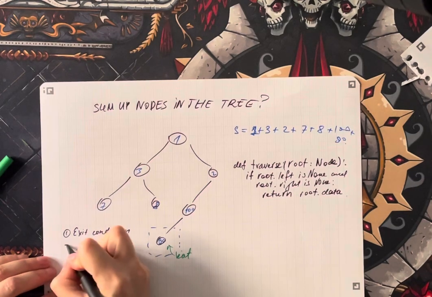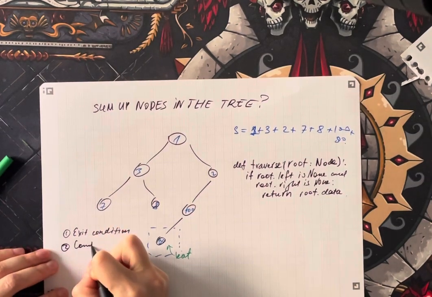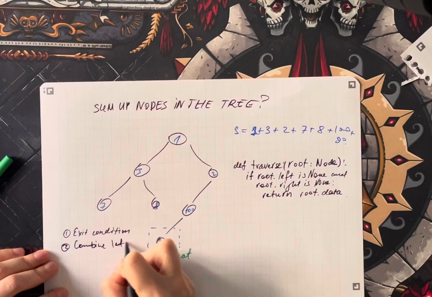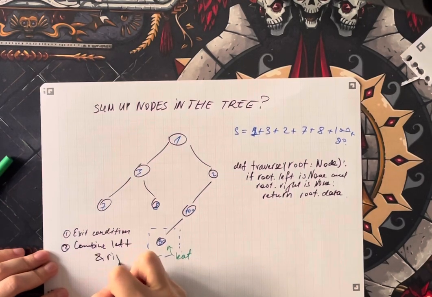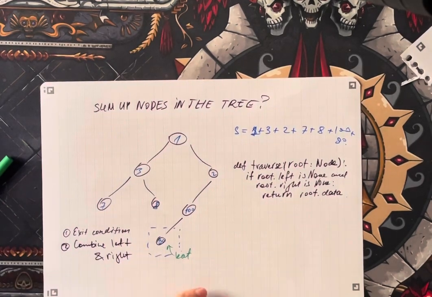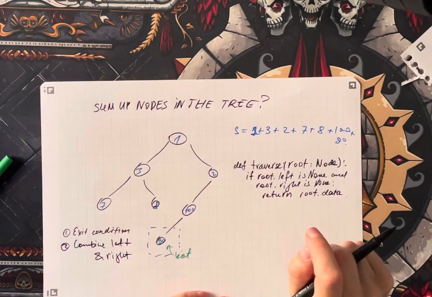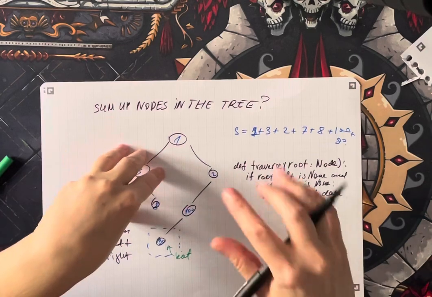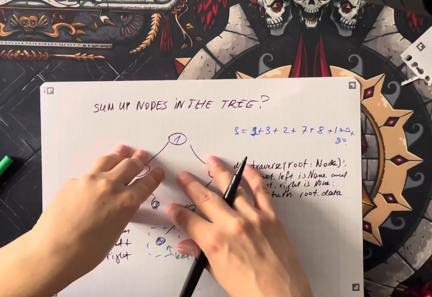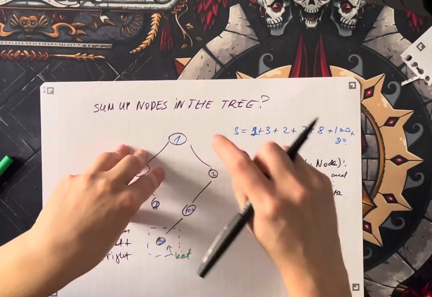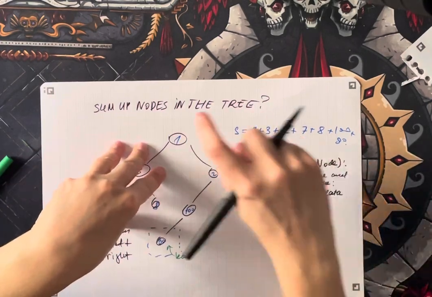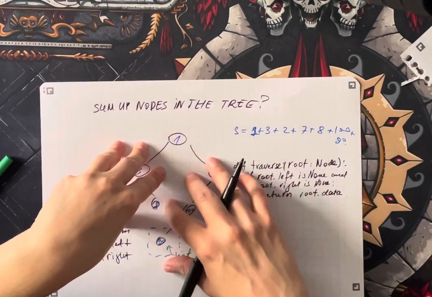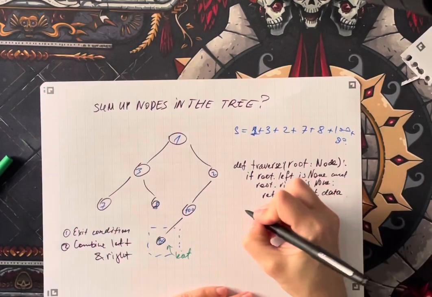Now we need to define how to combine left and right. Well, imagine we have this tree and there is a left subtree and a right subtree. Obviously the sum of the whole tree is the sum of the left subtree, the value in the node, and the right subtree. Well, let's write this out.